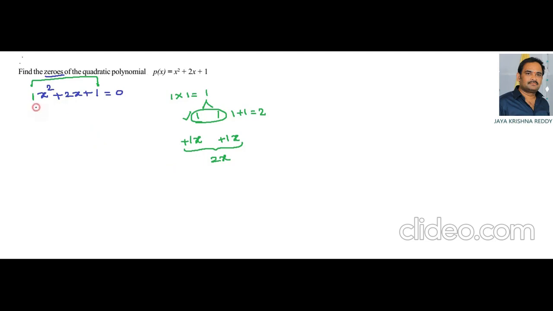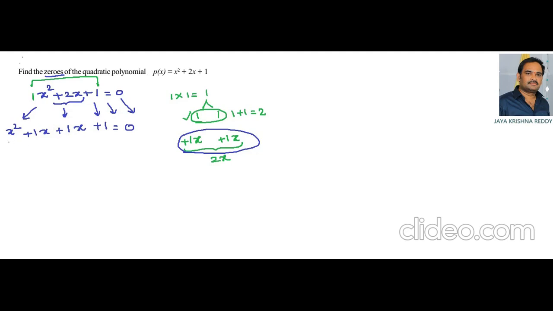So now write the x square term as it is, and plus 1 the constant term as it is, equals 0. In place of this middle term plus 2x, we have to write these two terms, that is plus 1x plus 1x. Next, we have four terms now in this equation: x square plus 1x plus 1x plus 1 equal to 0.